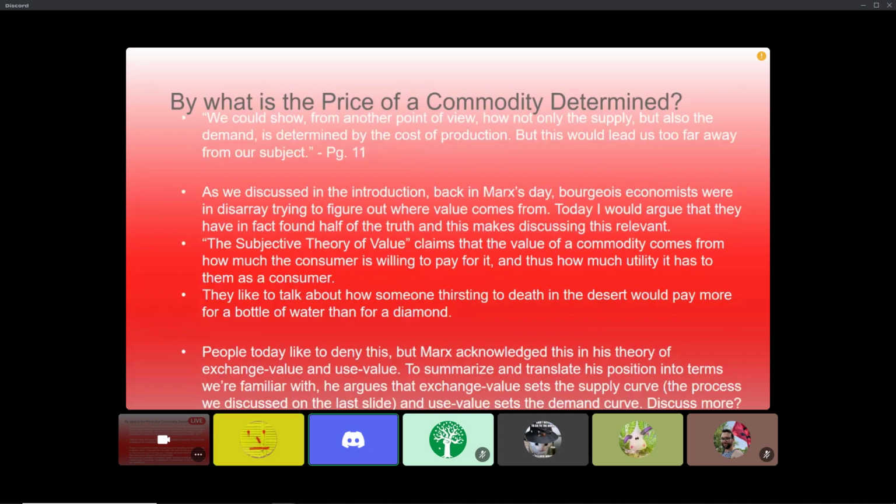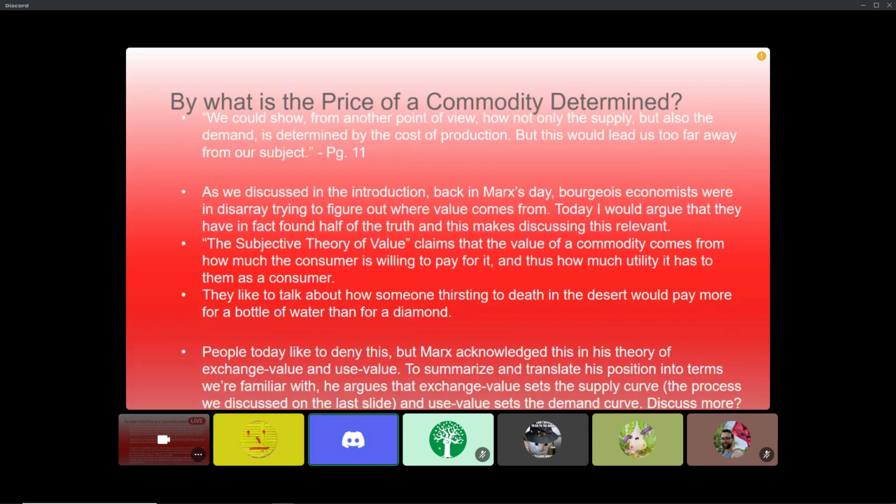To that end, I would argue that translating Marx's theory into modern terms is that the exchange value, the cost of production in terms of human labor, sets the supply curve. Even though you see supply and demand as straight lines on a graph, once you really dig into economics, they tell you that straight line's an oversimplification. There's actually a really complicated curve of how many suppliers would be willing to supply how much of a good at a certain price. So you get a jagged, weird looking curve on that graph.